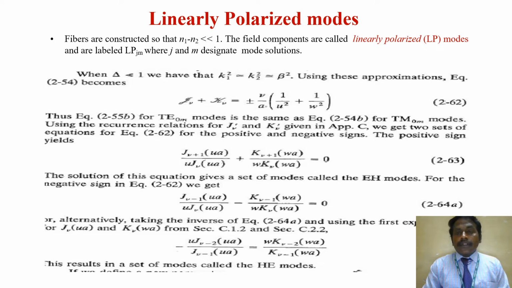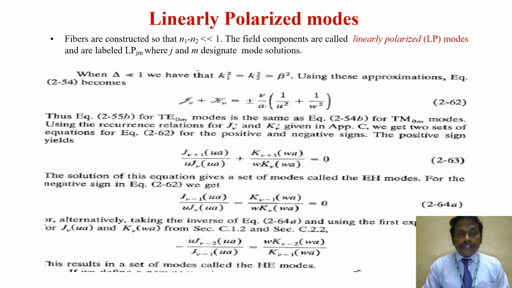So these field components are called linearly polarized modes and are labeled by LP-JM, where J and M designate the mode solutions. So here these are all the basic wave equations to represent the modes for EH and HE modes. So when del is less than 1, we have k1 squared equal to k2 squared equal to beta squared. So k1 and k2 are the propagation constants with respect to medium 1 and medium 2. So both are equal to beta squared. So here, J-v plus K-v is equal to plus or minus v by a of 1 by u squared plus 1 by w squared. So this equation represents the recurrence relations.